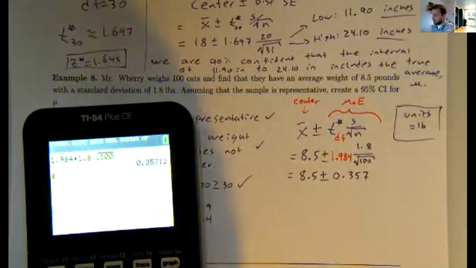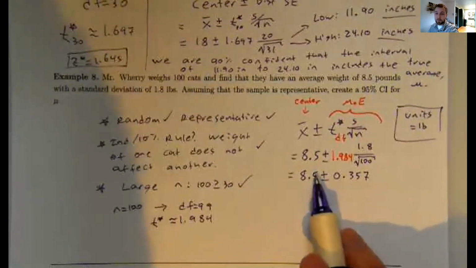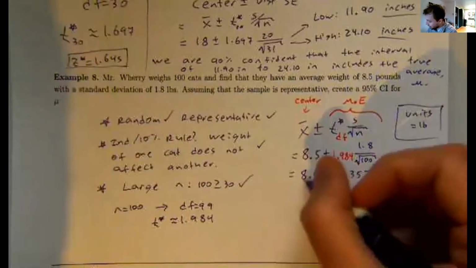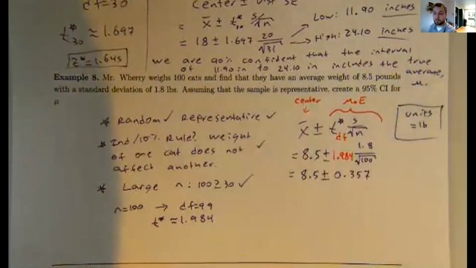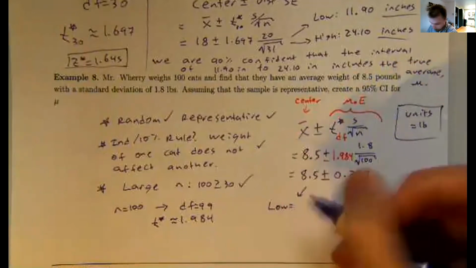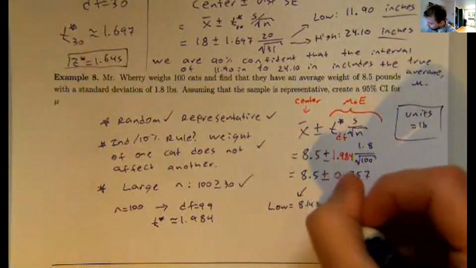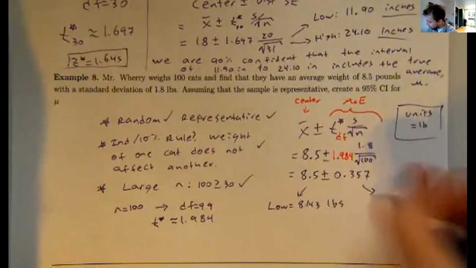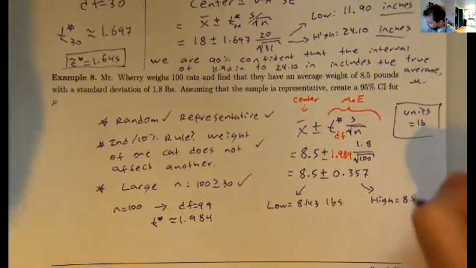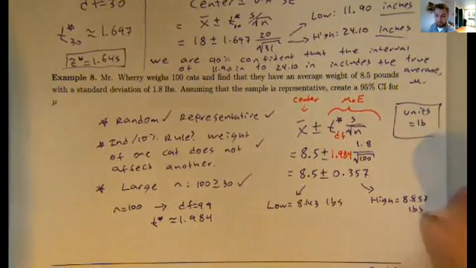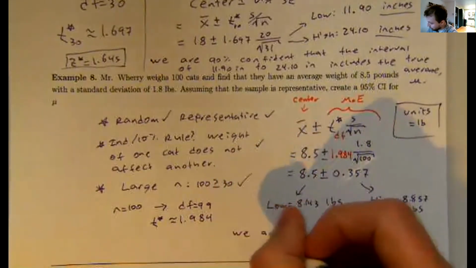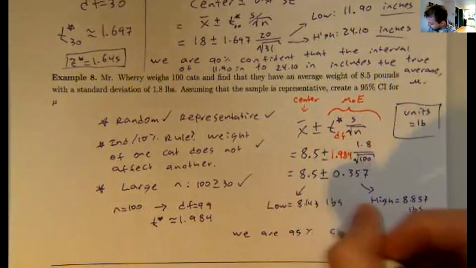So I anticipate cats have an average weight of 8.5 pounds, give or take 0.357 pounds. So this is my estimate, and that's how much it should vary. That's my margin of error. On the low end, I get 8.143 pounds. And on the high end, when I do the same thing with the plus, I end up with 8.857 units, also pounds.